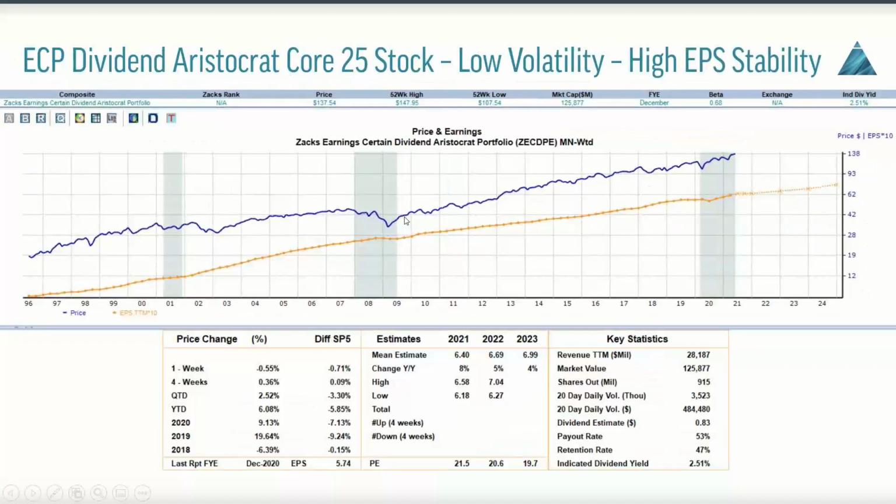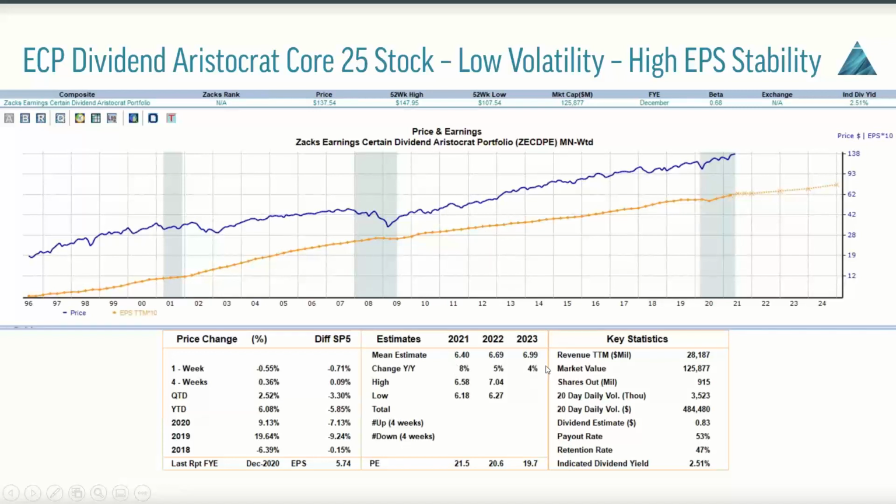A little bit different when we start talking about the earnings certain Dividend Aristocrat Core 25 stock portfolio. Again, as we would expect, this is a very, very low volatility strategy. So you can see here that that protection that we have in protecting that earnings line through recession gives us that extra protection for downside price activity during recession. So high EPS stability, we can see how straight this orange trailing 4-quarter operating earnings line is relative to the price series. So very, very low volatility, very, very high EPS stability underlying for those 25 names.